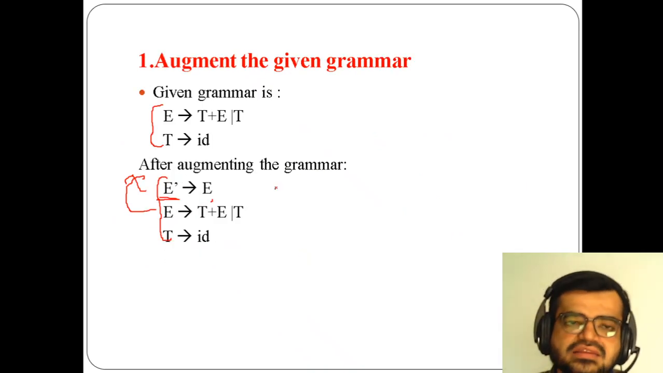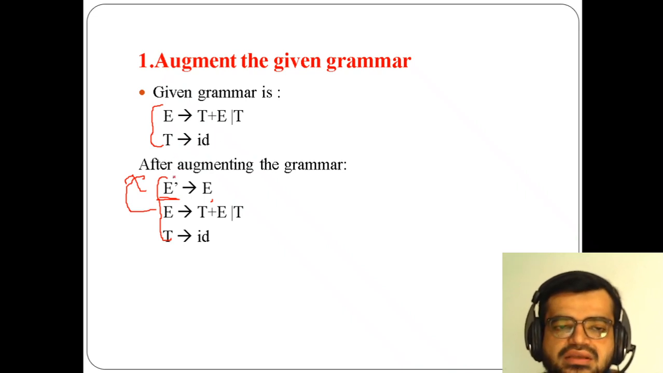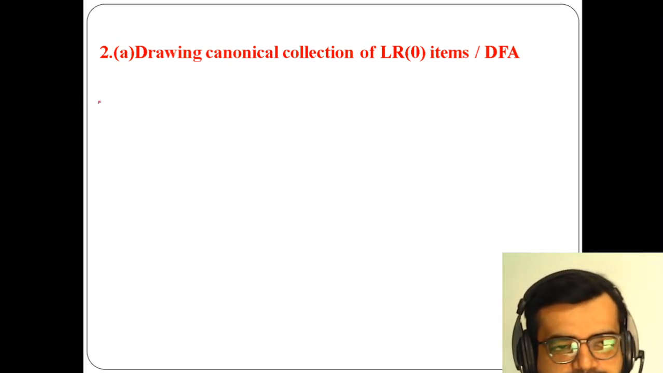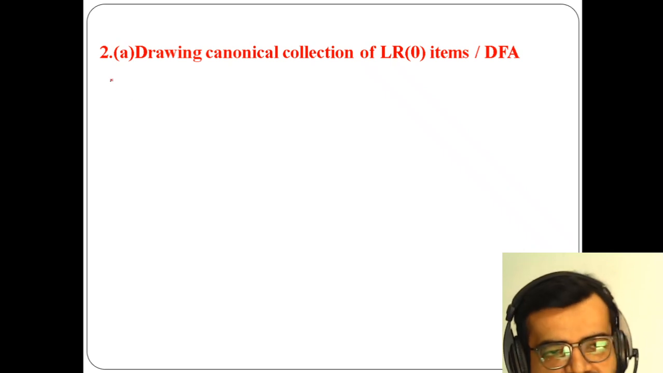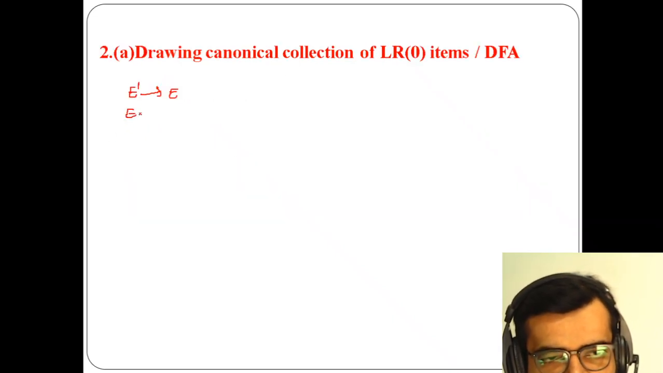Now the first step is this one, as I already said. This is my normal grammar, and here what I am doing is augmenting the grammar by taking E' of E. So this is my augmented grammar. The next thing is that you have to draw the canonical collection of LR(0) items. For this, what are the productions which we have taken here? If you go with this production, E' of E is there, then again E of, what is that?